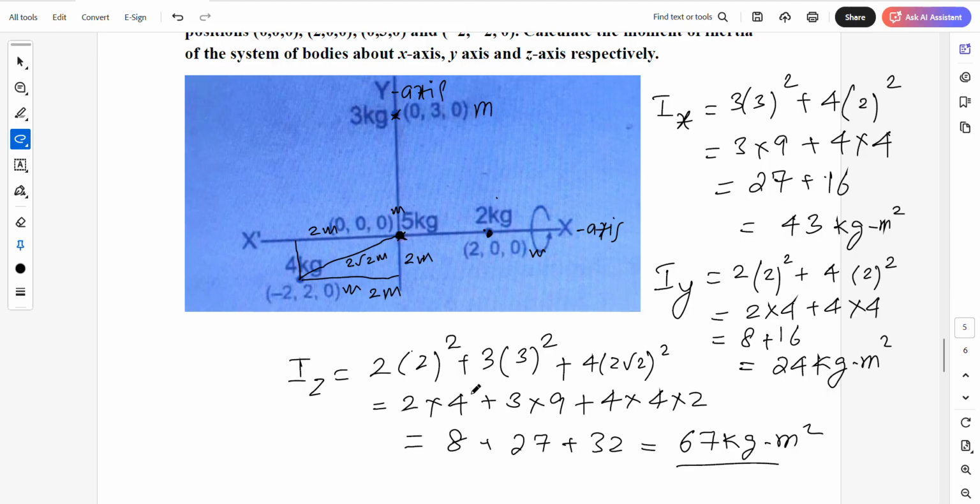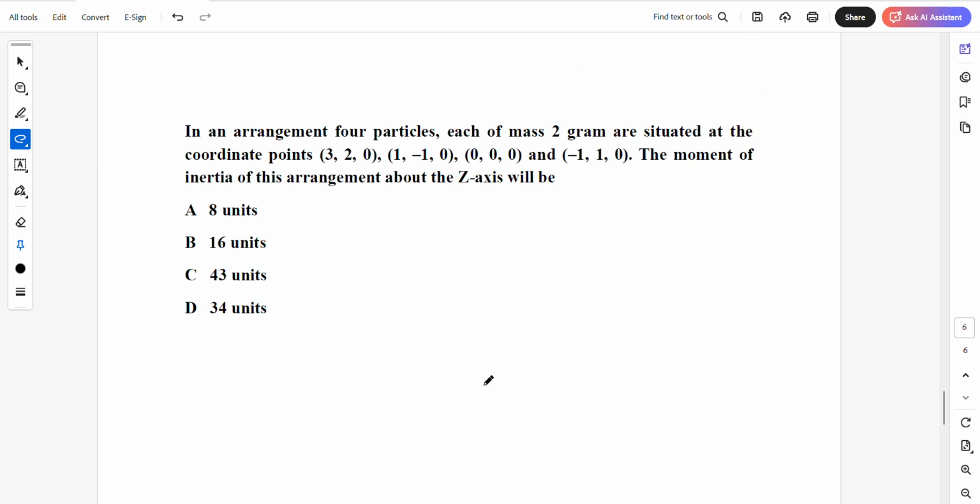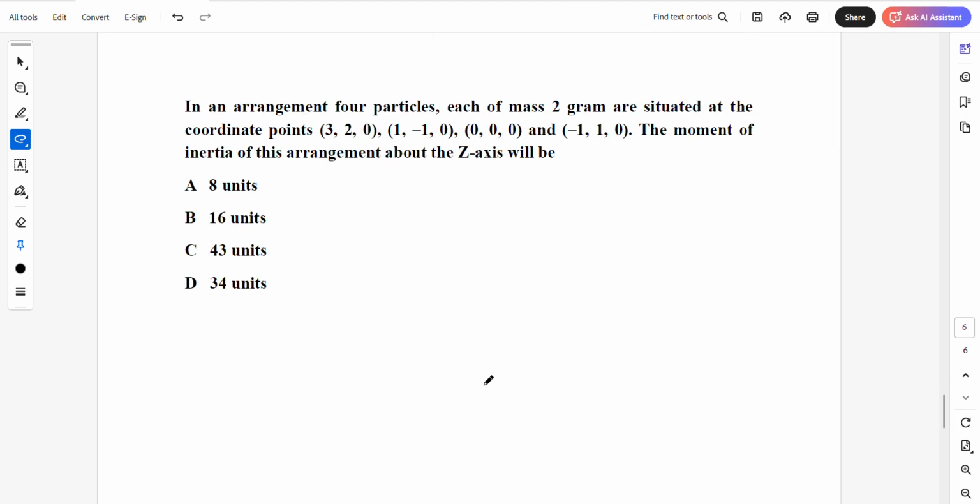Okay. Now, next problem we'll see. And this is the last problem for today's class. Now, you have to calculate again the moment of inertia of an arrangement. 4 particles, each of mass 2 gram is given, situated at the coordinate points. If gram is given, we'll take centimeter. If kg is given, we'll write meter. Otherwise, in general, whatever units they have given, you can write after calculating moment of inertia.